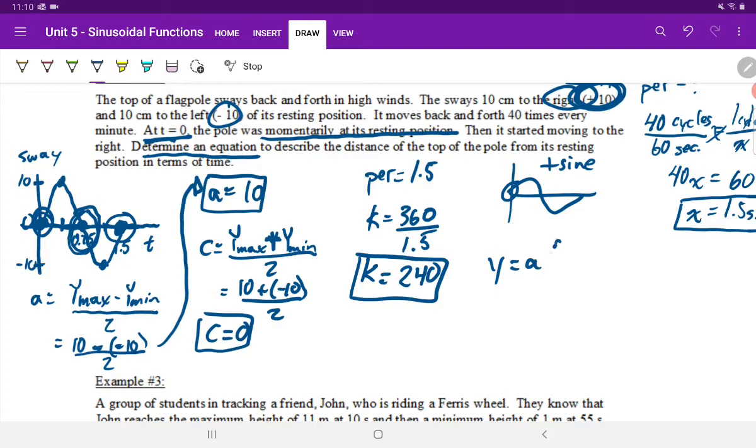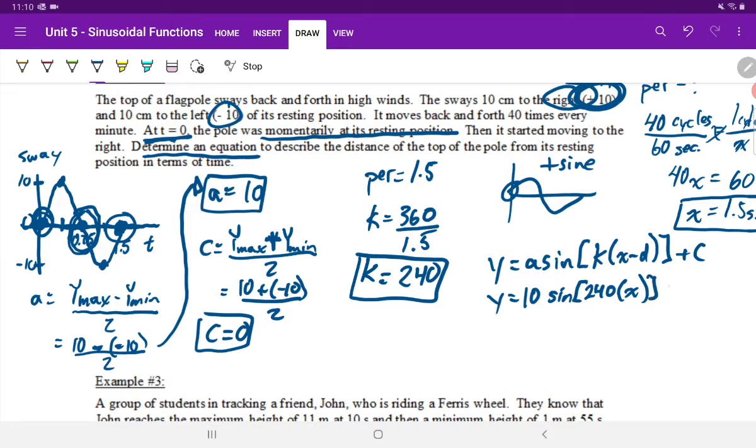So if we've got A sine, sub in your A, sub in your K, with no phase shift, so don't have a D value, and then plus 0, so I, of course, don't need to show that. There is your equation. You don't have to do that equation.